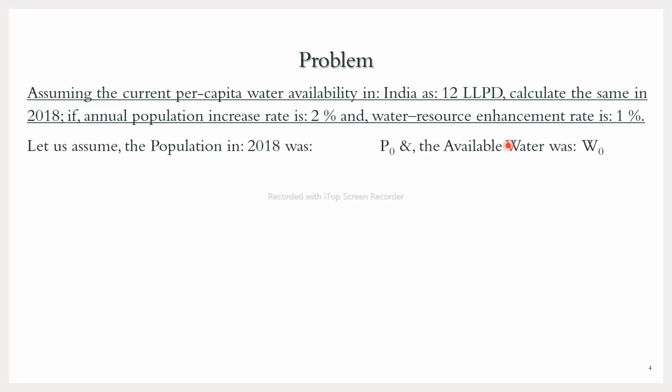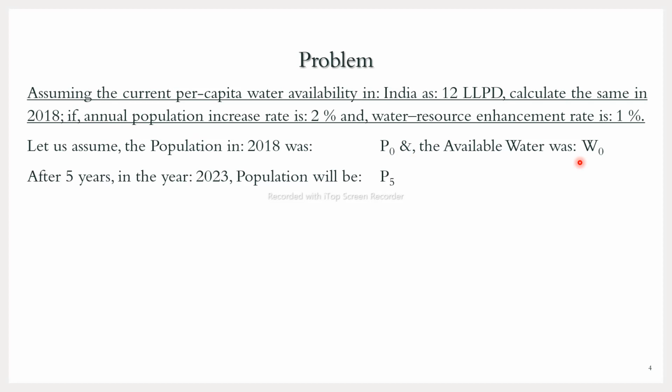So how to solve the problem? You can solve it in many ways, but I am showing you one way. If you have any doubt in understanding the problem, or if you can suggest a better alternative method, you can unmute yourself and talk, or ask your doubt in the chat box. Okay. I have solved it in one way. Let us assume the population in 2018 was P0 and the available water was W0.